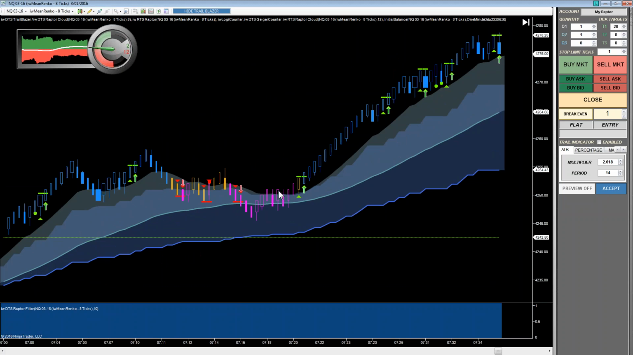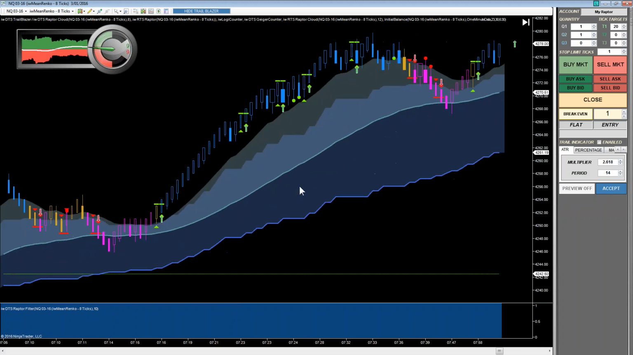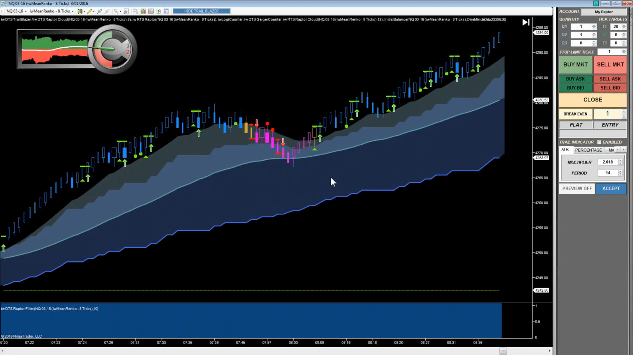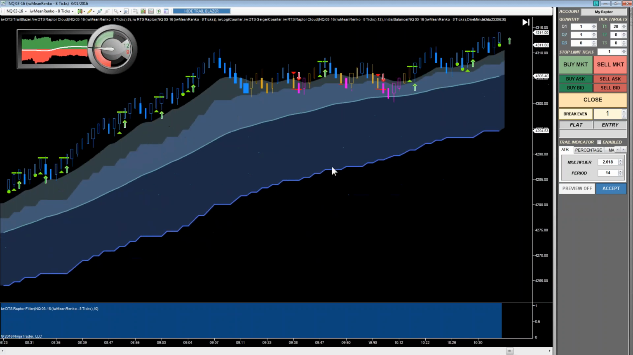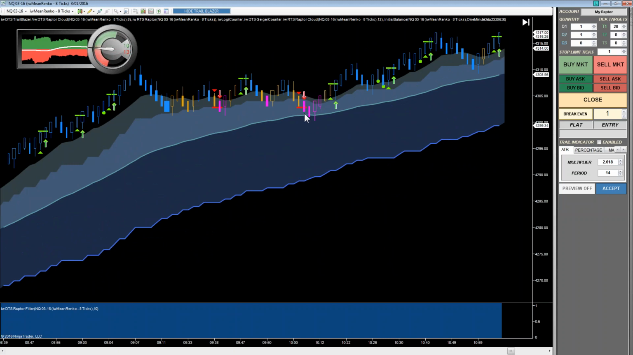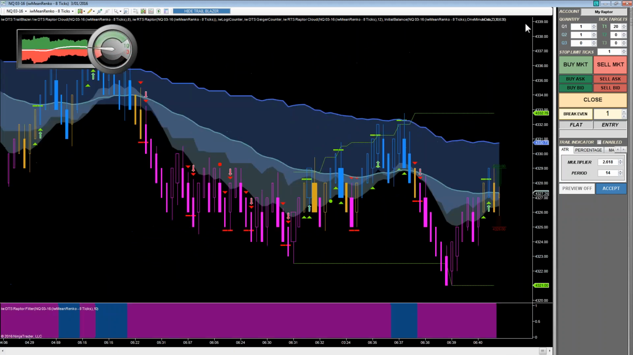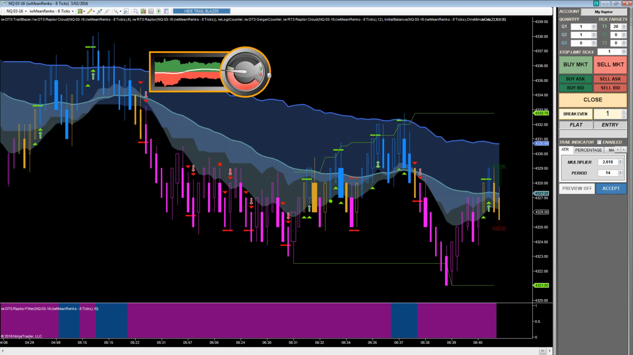Got another chance to get in here off of this hard edge bounce, and yet another hard edge bounce, and yet another hard edge bounce. Yesterday was an exceptional session for buying. Today, we're a lot more sideways. Still moving sideways, but until they settle in a little bit, let me show you here this tool.